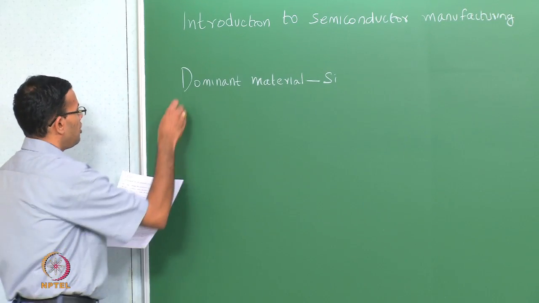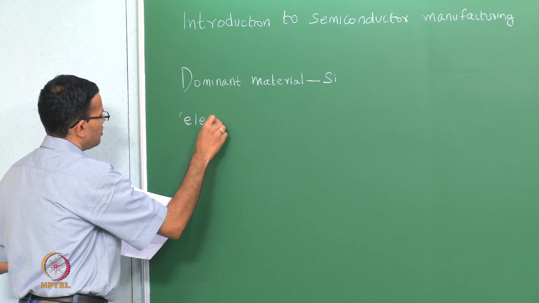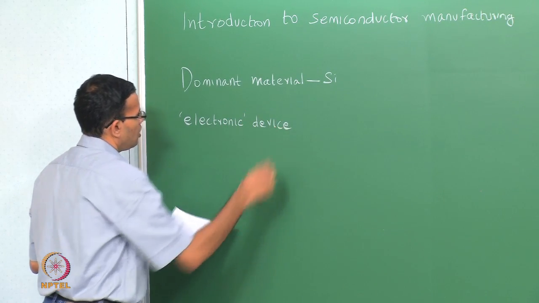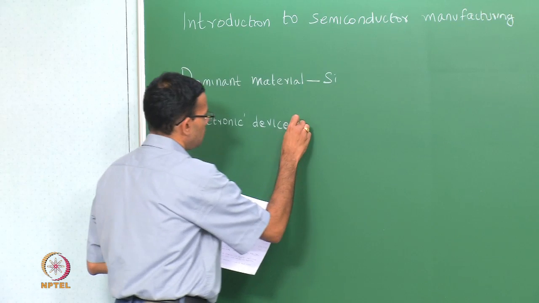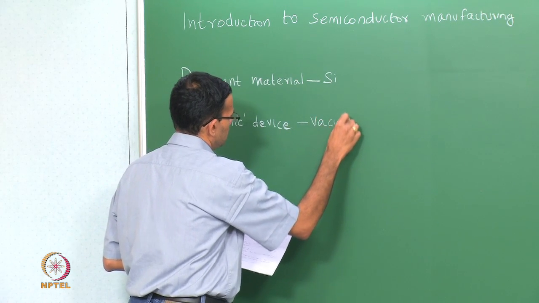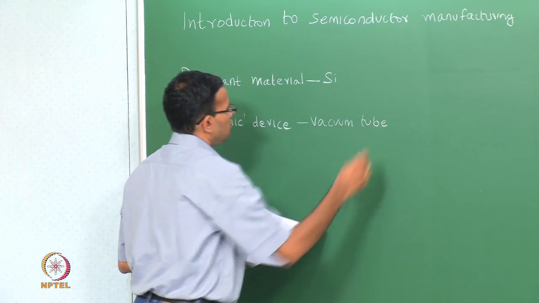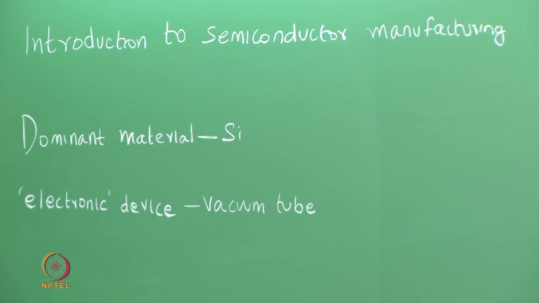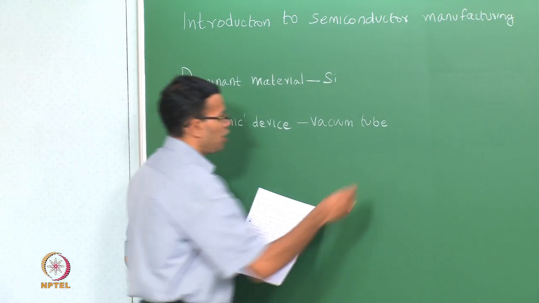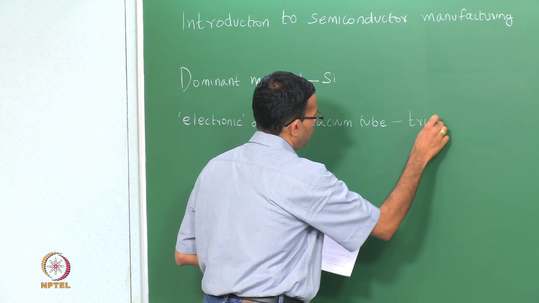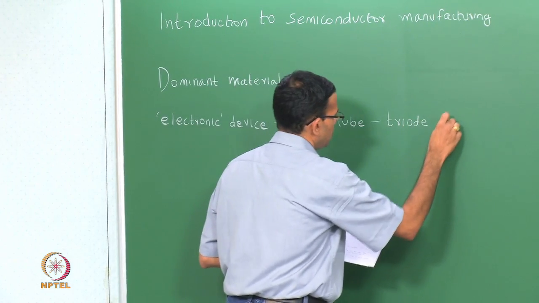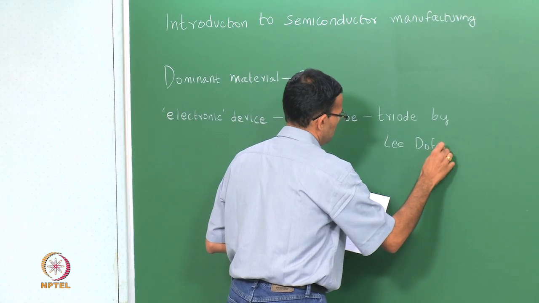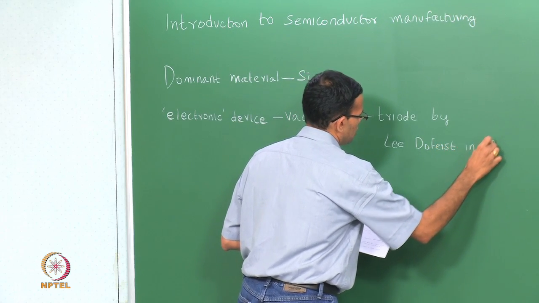The first electronic device, and I write electronic within quotes, was the vacuum tube. This was invented towards the end of the 19th century and the beginning of the 20th century. The triode, which is one form of vacuum tube, was invented by Lee De Forest in 1906.